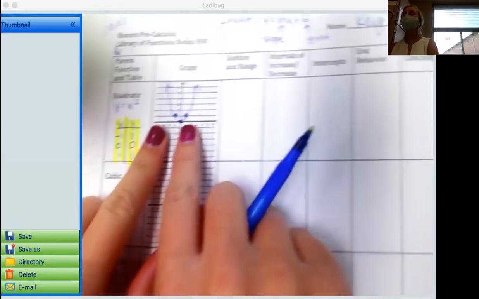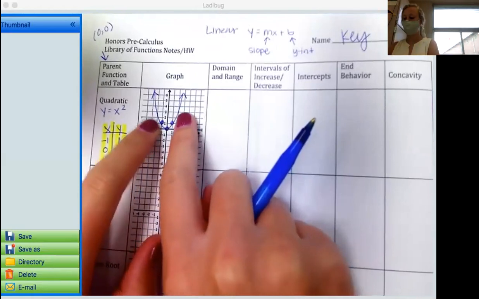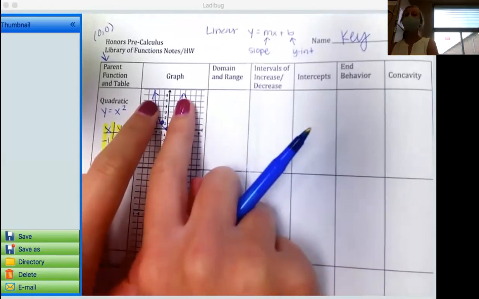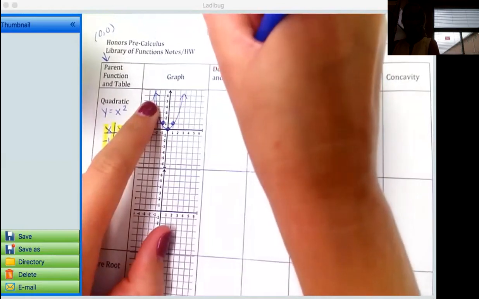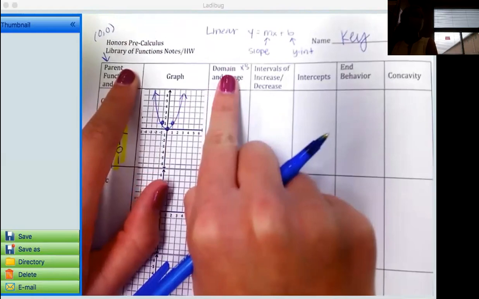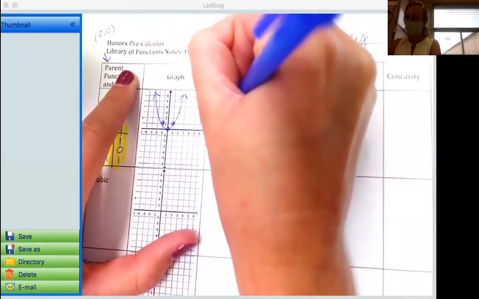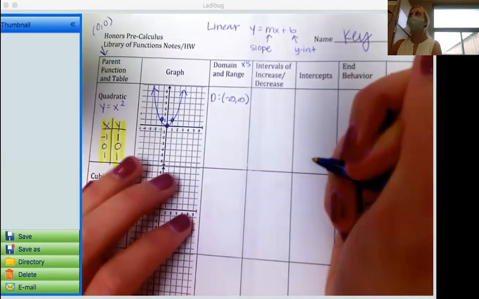Parent function. What's the domain of this graph? Good, guys. Domain means x's, right? And these arrows go all the way to the left and all the way to the right because they keep going, right? So the domain, I agree, is negative infinity to positive infinity.